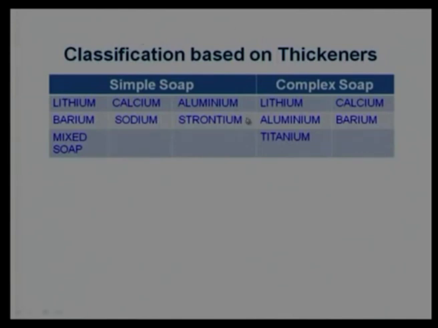Again, in simple soap we use only one acid with the metals, while in complex soap we use two acids. When there are two acids, there will be a hybrid structure. Wherever there is a hybrid structure, there is more possibility to sustain high temperature. That is why complex greases can be used for high temperature applications, while simple soaps can be used for relatively low temperature applications.